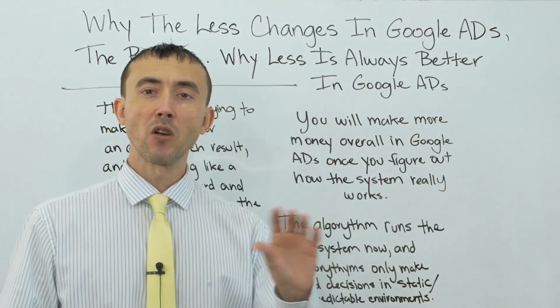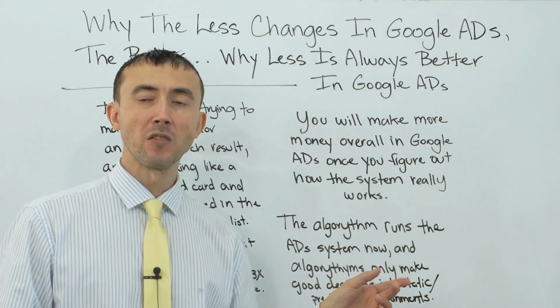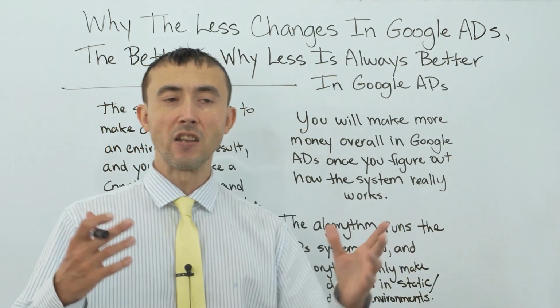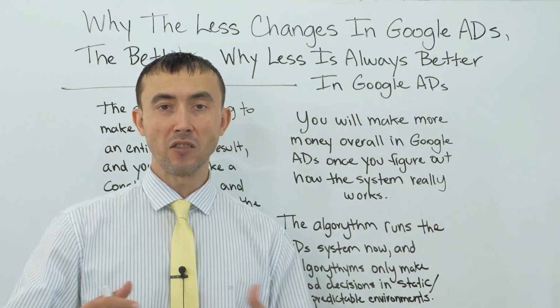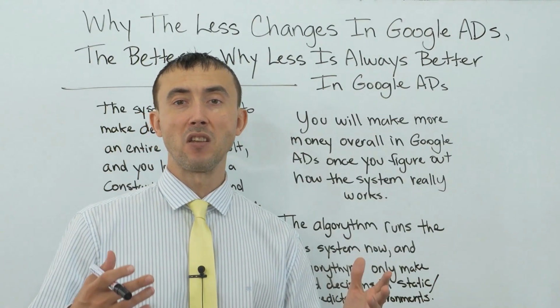So with that said, I'm going to go over all the micro details about this, since so many people get this wrong, and how to actually make changes in your account so you don't have volatile results, see your results go down a lot because you're making too many changes.